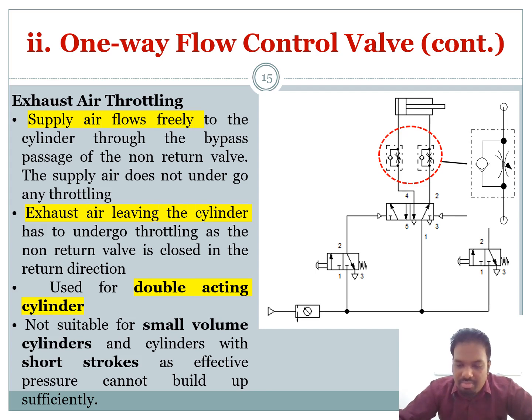So practically, for supply air throttling, it will control the airflow that enters the cylinder, and for exhaust air throttling, it will control the flow when it retracts. So your cylinder will expand for supply. For supply air throttling, it will slowly expand, and for exhaust, it will slowly retract. So exhaust air throttling is suitable for a double acting cylinder.